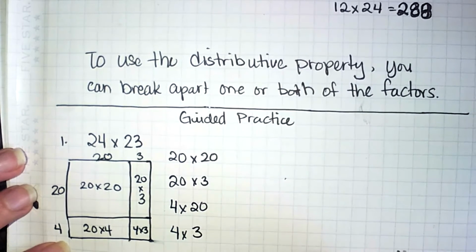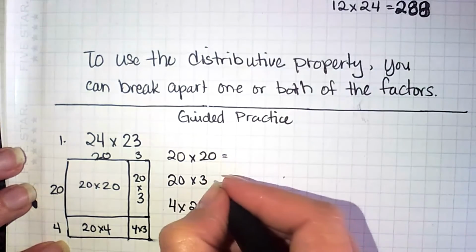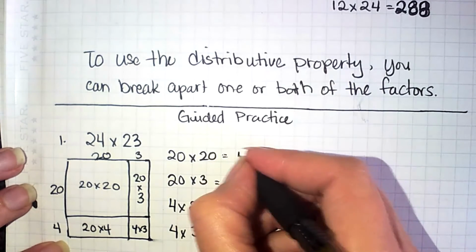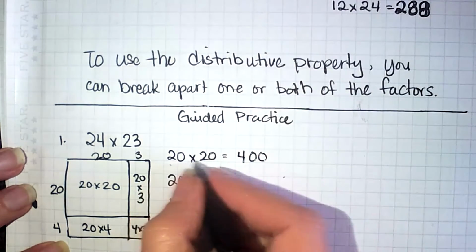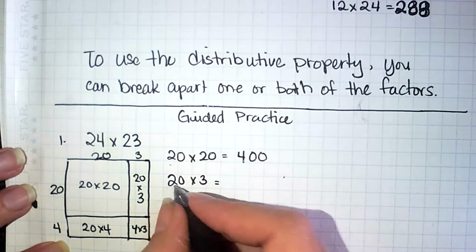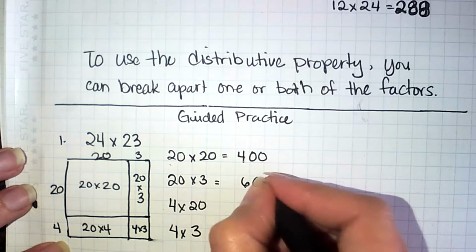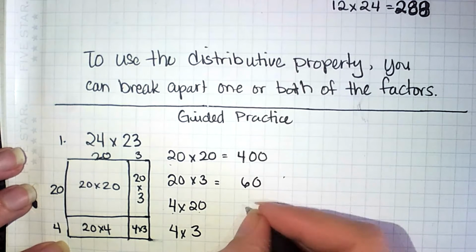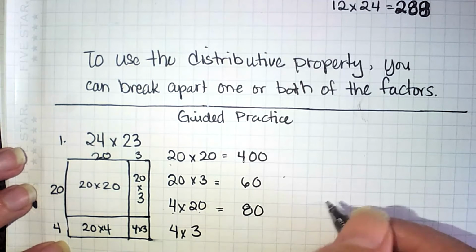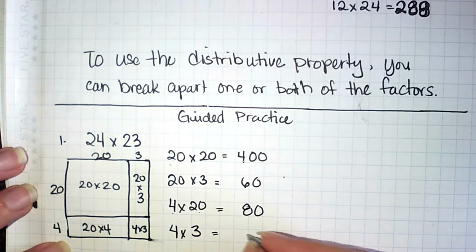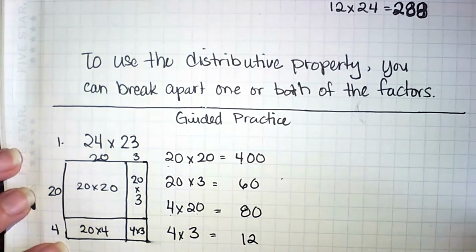So our four simpler multiplications: 20 times 20 is going to give us 400 because 2 times 2 is 4 plus those 2 zeros. 20 times 3, we know 2 times 3 is 6 plus that extra 0. 4 times 20, we know 4 times 2 is 8 plus that group of 10 makes it 80. And then 4 times 3 we know is 12.